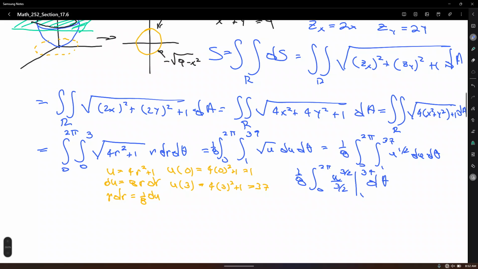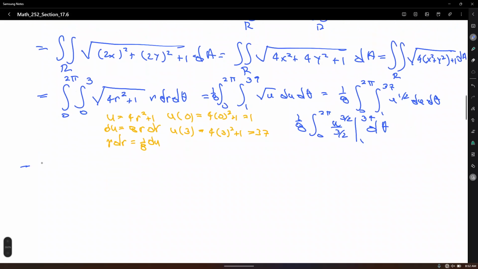And what else? Okay, so dividing by 3/2 is the same as multiplying by 2/3. 2/3 times 1/8 reduces to 1/12. And let me continue here. So that is 1/12 integral from 0 to 2 pi, 37 to the 3 halves minus 1 to the 3 halves d theta.